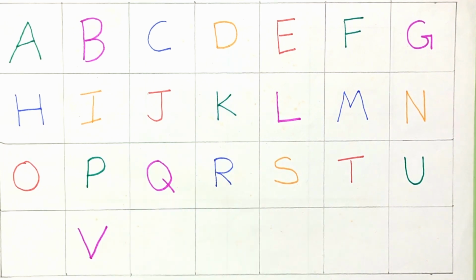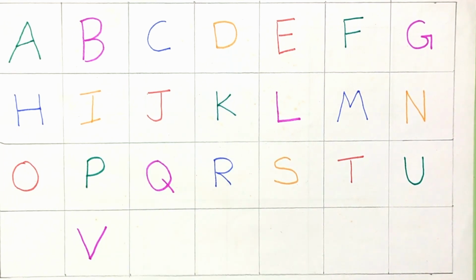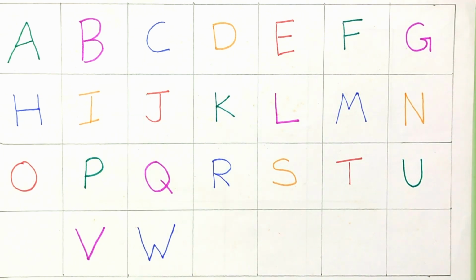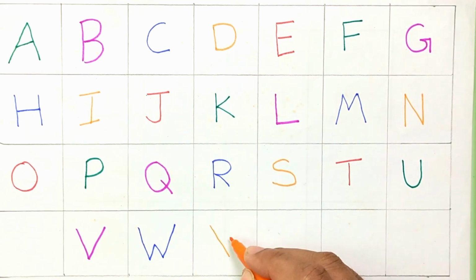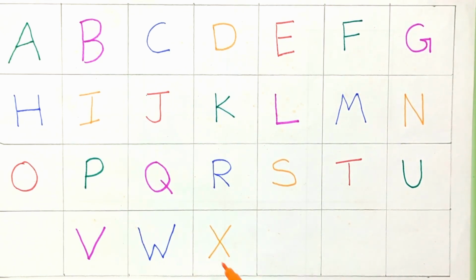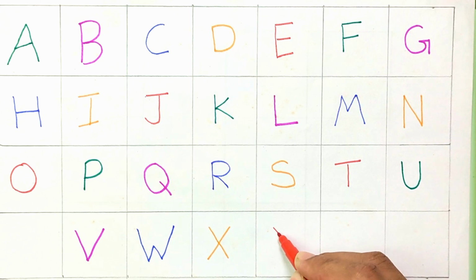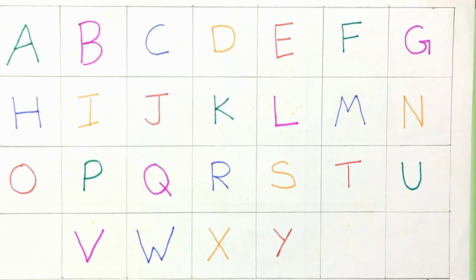V. V for van. W. W for watch. X. X for xylophone. Y. Y for yellow.